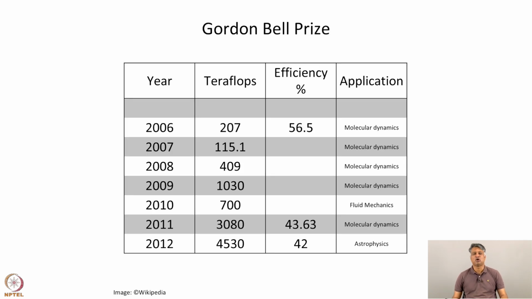One of the prizes that is awarded is called the Gordon Bell Prize, which is given to the largest scientific computations over the years. One thing which is noticeable is that for every year, the size of the problem keeps on increasing, but you can see that the efficiency at which these problems are scaling is actually dropping. You can see that in 2012, it had only about 42% efficiency. So we really need to answer the question of parallel scalability and parallel efficiency when we are writing these large codes.